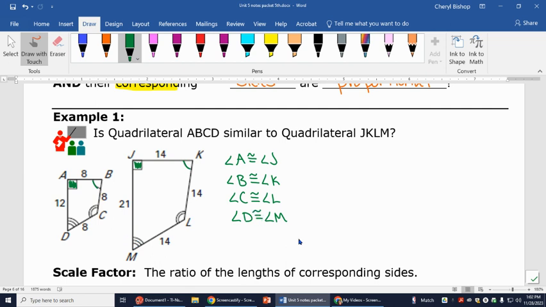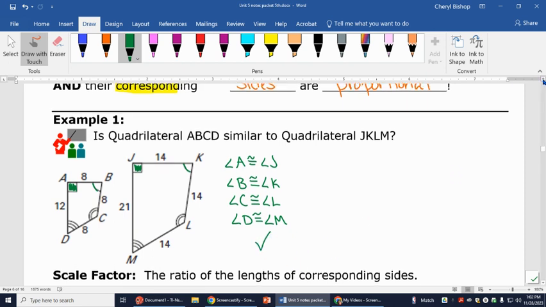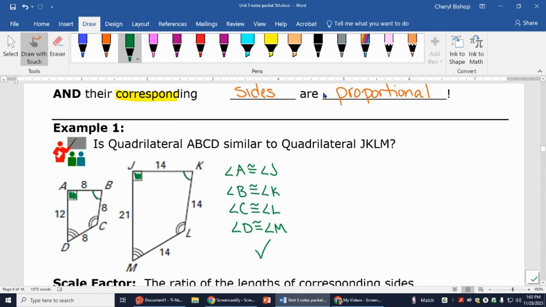So my first thing to have similar figures is that all my corresponding angles are congruent. Yes, all four corresponding angles are congruent. So that's so far so good. The next thing is that the corresponding sides are proportional. That means I have to take my sides and use them to make ratios.